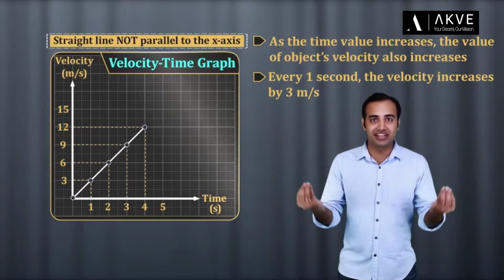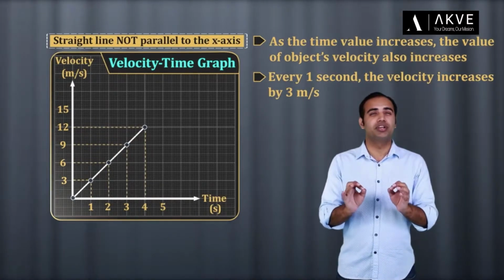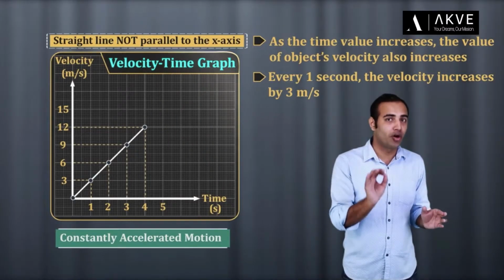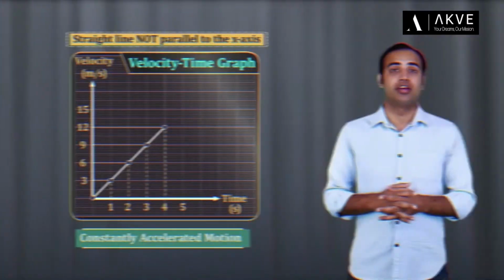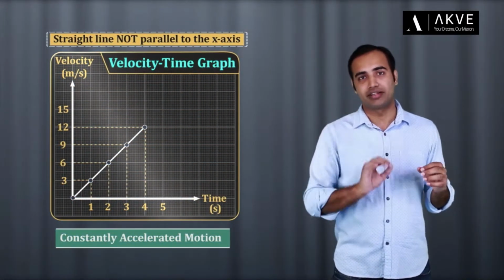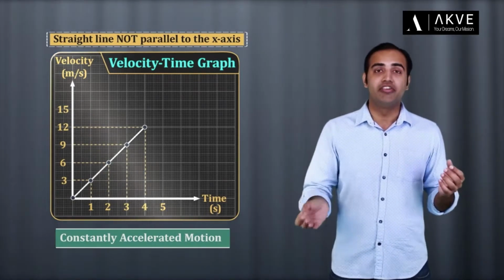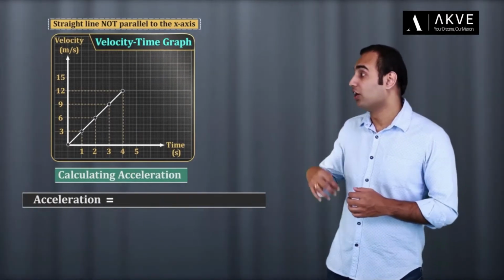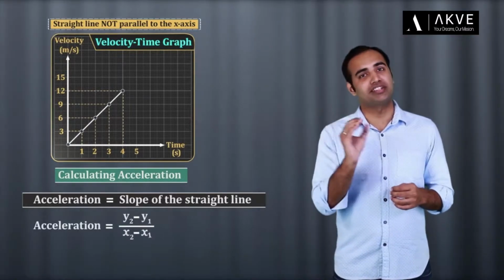So what does this tell us? Well, this simply tells us that this object is undergoing a constantly accelerated motion. Or in other words, the object is moving at a constant acceleration. So guys, the next takeaway here is that a straight line in a velocity time graph always represents a constantly accelerated motion. We can calculate the exact value of this acceleration using the formula of slope of a line, which is y2 minus y1 divided by x2 minus x1.